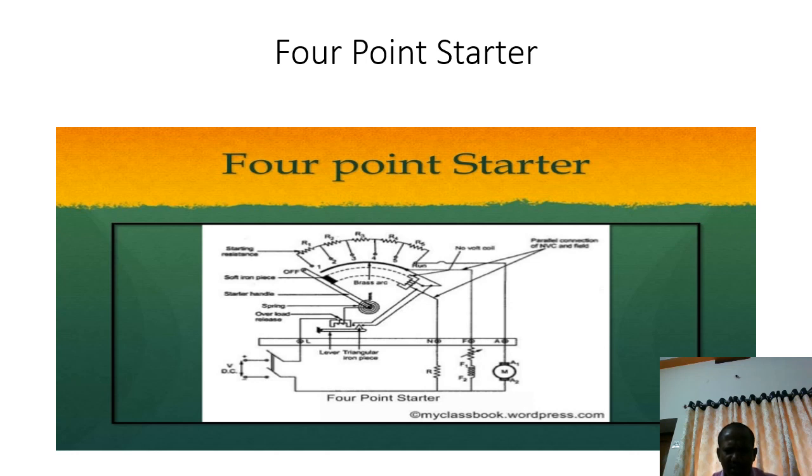When it is released, there is a lever with a triangular iron piece attached to the no volt coil terminals, and this is attached to the overload release coil. Then the no volt coil is demagnetized, and the handle is released and goes to the off position. We have observed this in the case of the 4-point starter for DC shunt motors or DC compound motors.